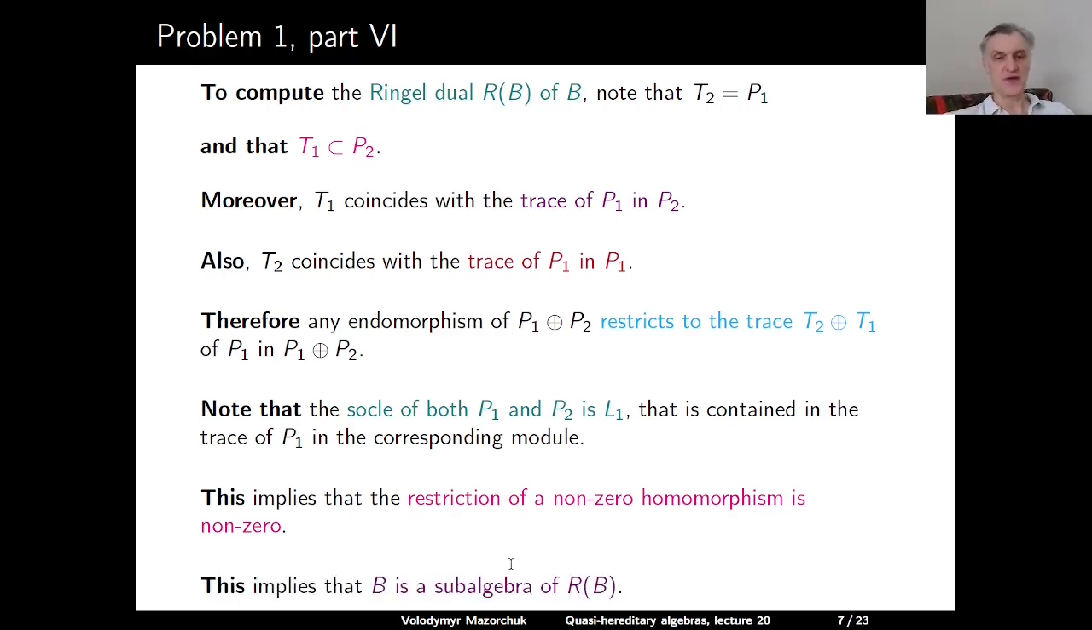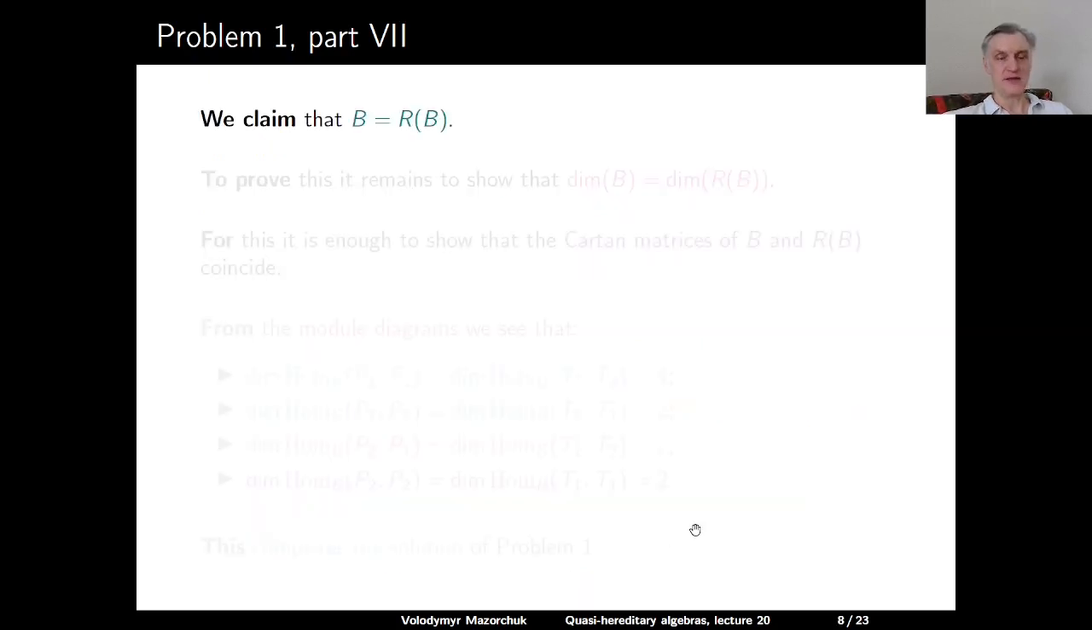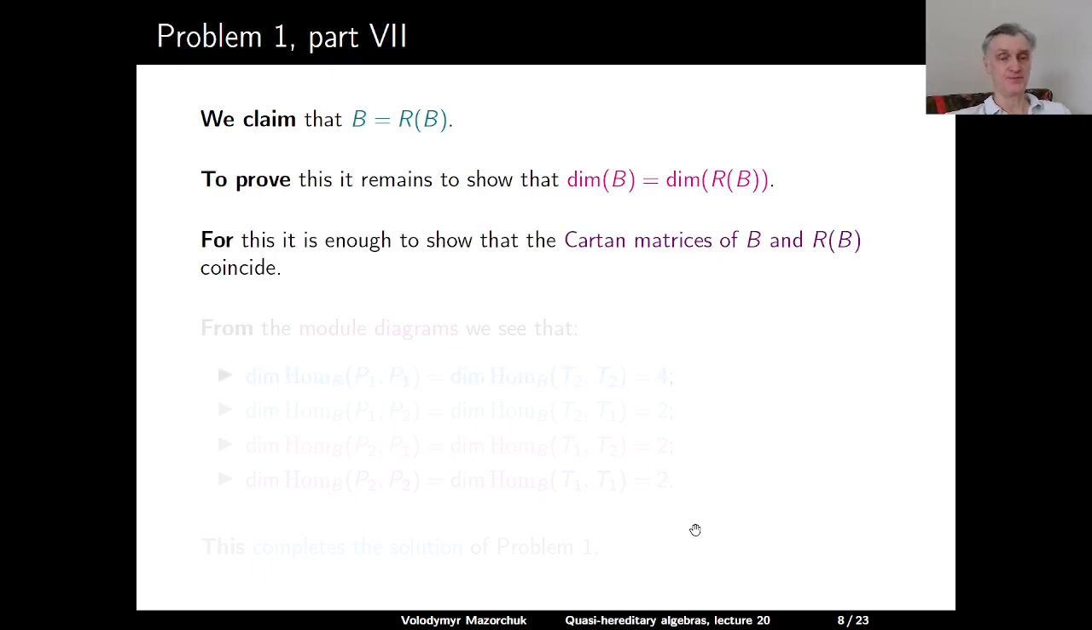And this implies, of course, that we have the restriction algebra homomorphism from B to R(B), which sends non-zero elements to non-zero elements. So B is a subalgebra of R(B). And we actually claim that B is equal to R(B). So the subalgebra B inside R(B) is actually the whole R(B). And to prove this, it remains to show that they have the same dimension. And for this, it is enough to show that the Cartan matrices of these two algebras coincide. So let us compare the entries of the Cartan matrices.